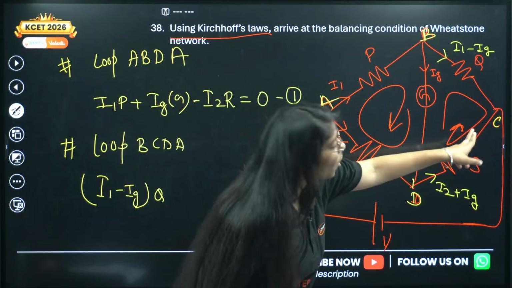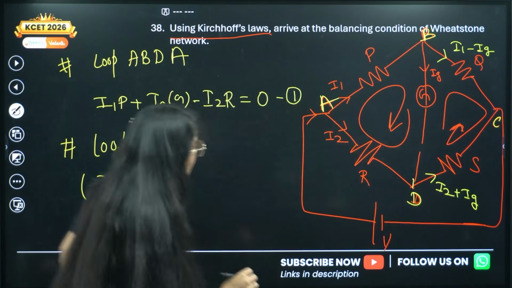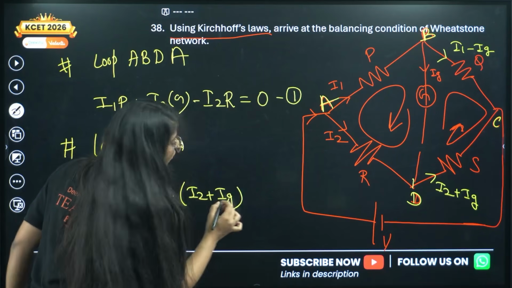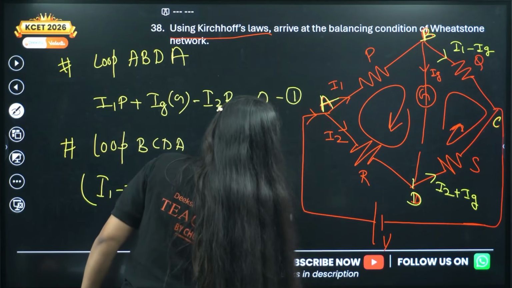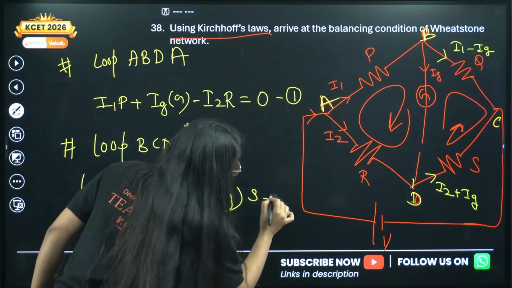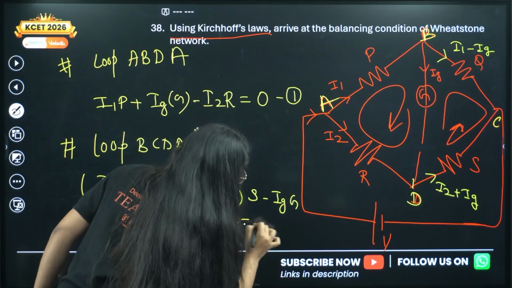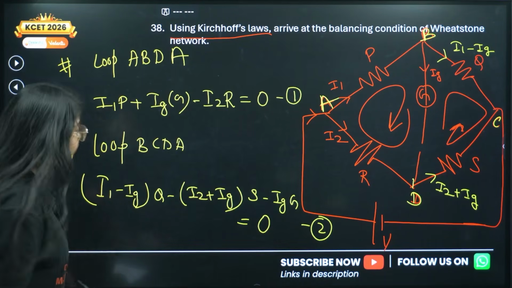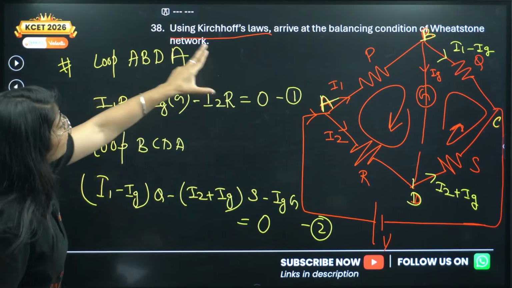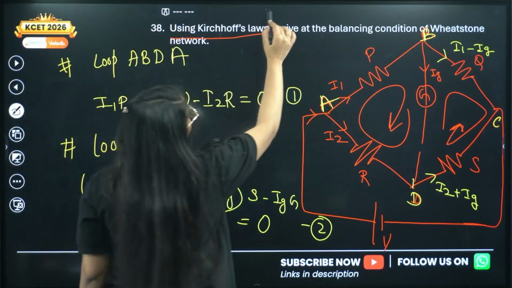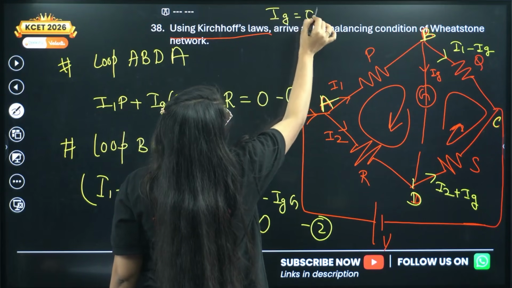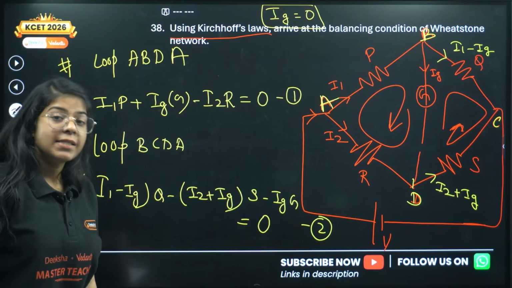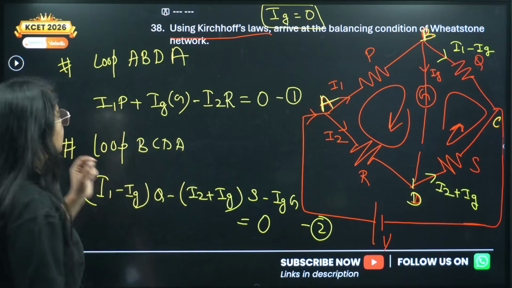Then this is in the opposite direction, so that will be minus of I2 plus Ig into the resistance S, and then minus of Ig into G, and this will be equal to 0. That is our second equation. Correct? Okay, now for the balancing condition, we know that no current passes in this center wire, so Ig will be 0 for the balancing condition.